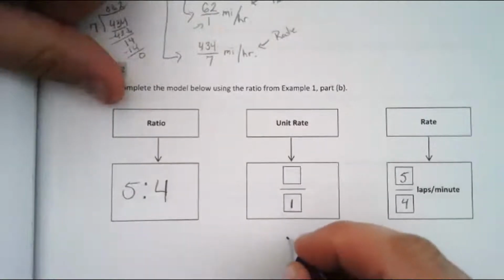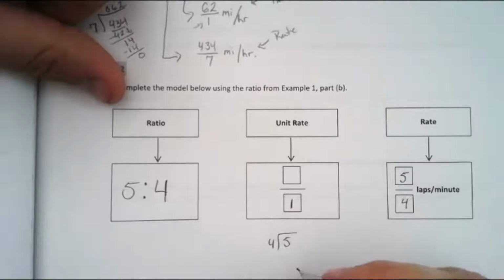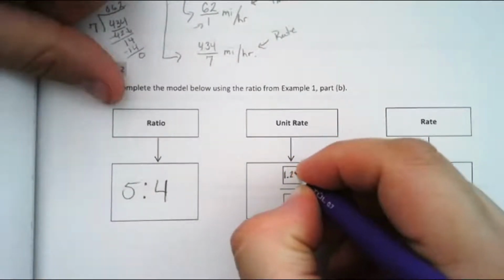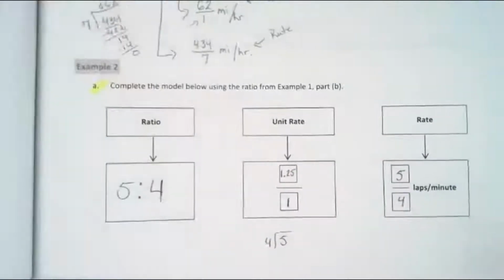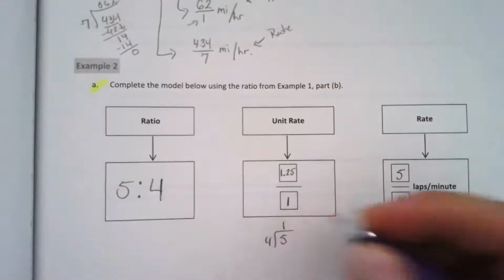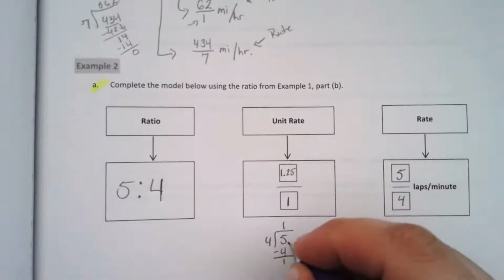So we have to take 5 and divide it by 4. And when you do that, you get 1.25 over 1. That's your unit rate. I know what you're asking. You're like, Mr. Hay, how'd you get that? All right. So 4 goes into 5 one time. 1 times 4 is 4. You subtract, you get 1. You put in a decimal. Make sure you put a decimal up here.